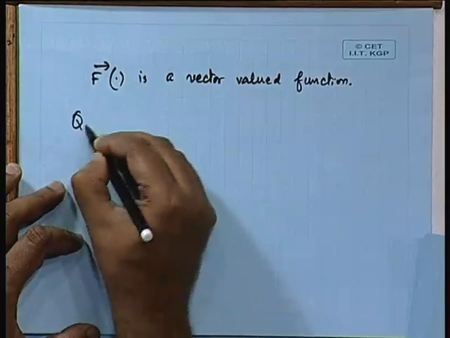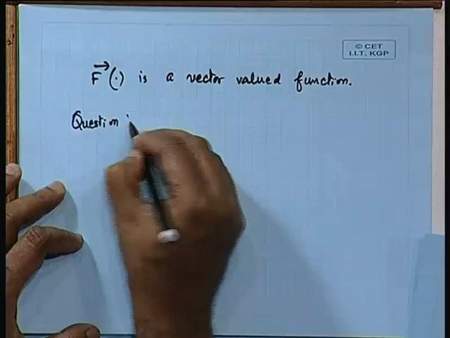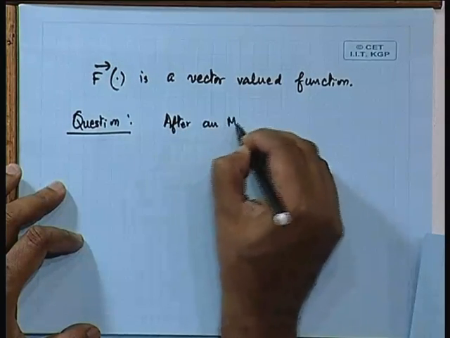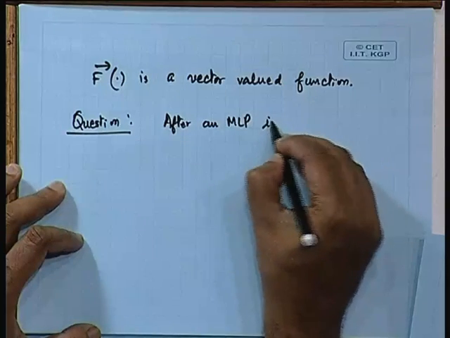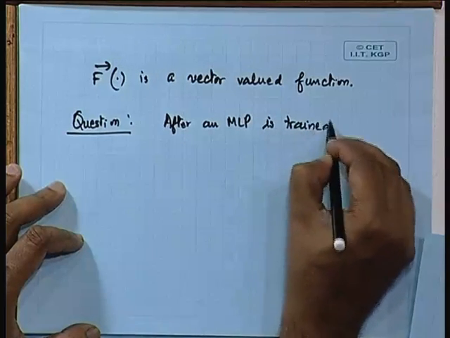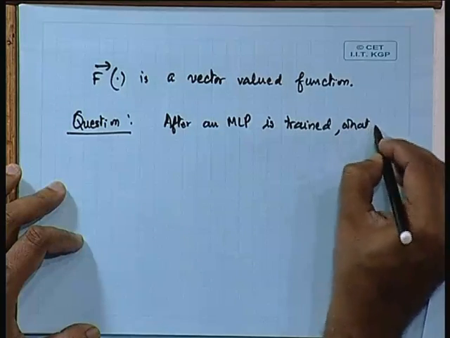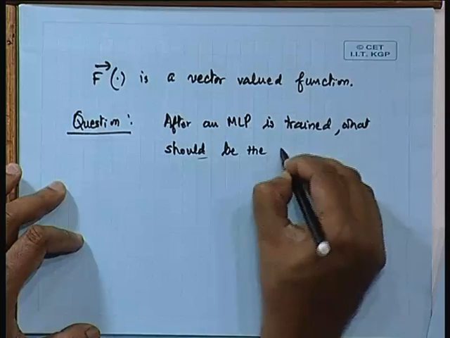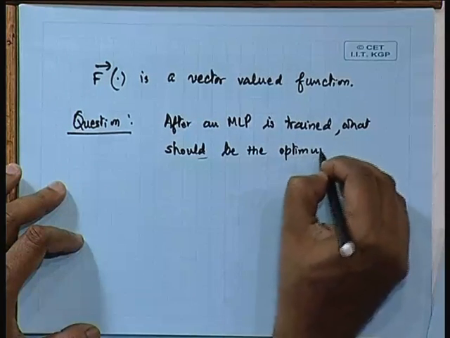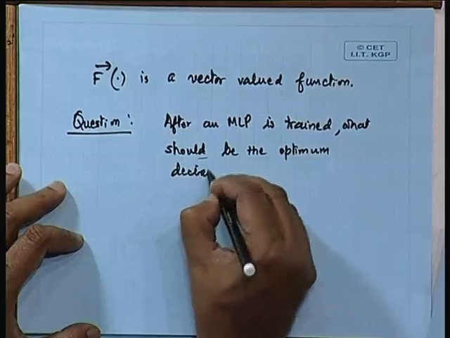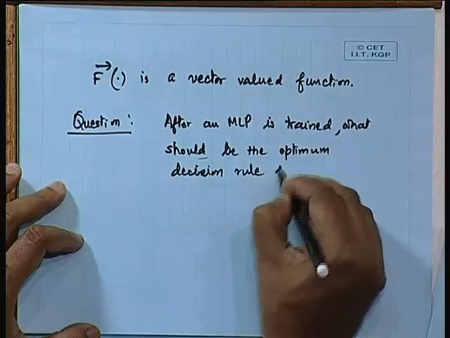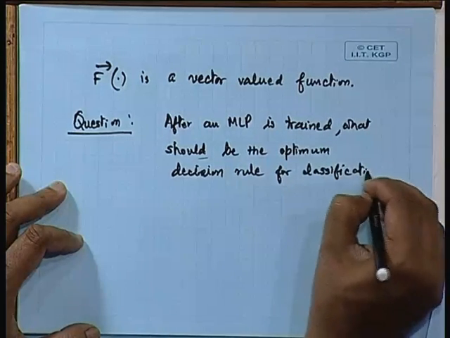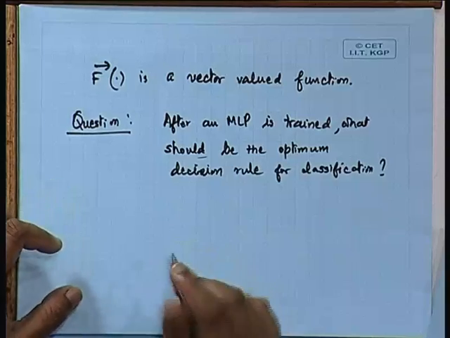So, now the question that we are trying to answer is that after an MLP, after a multilayered perceptron is trained, what should be the optimum decision rule? Decision rule means decision rule for classification. So, we can write that. So, let us see if we can answer this question.